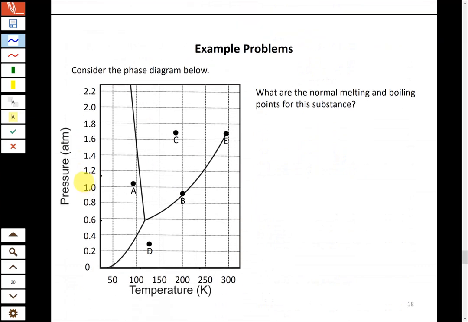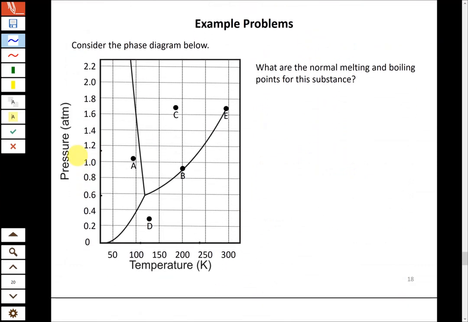All right, for this one here, we want to know, same exact diagram, we're just asking all these different things about it. What are the normal melting and boiling points? Okay, so remember that the normal melting point and boiling point occur at 1 atmosphere. Melting is the temperature at which you go from solid to liquid, and then boiling is the temperature at which you go from liquid to gas at that pressure.